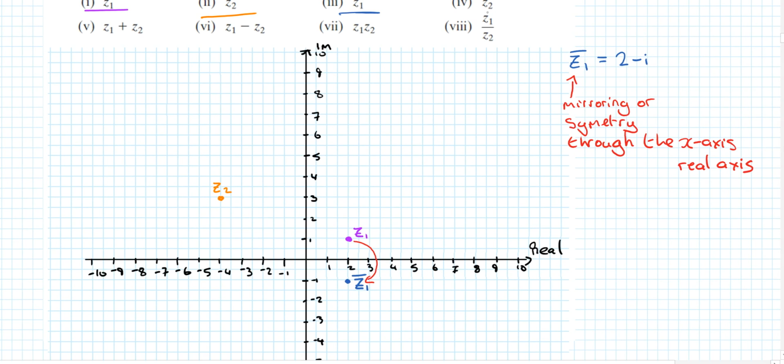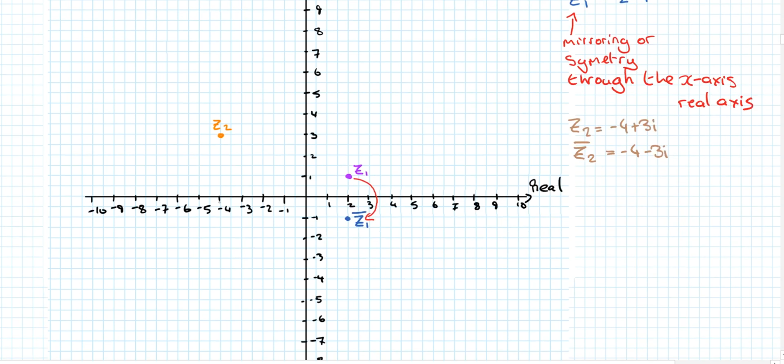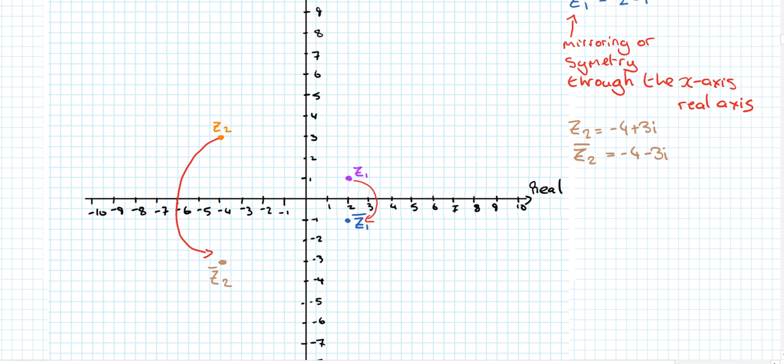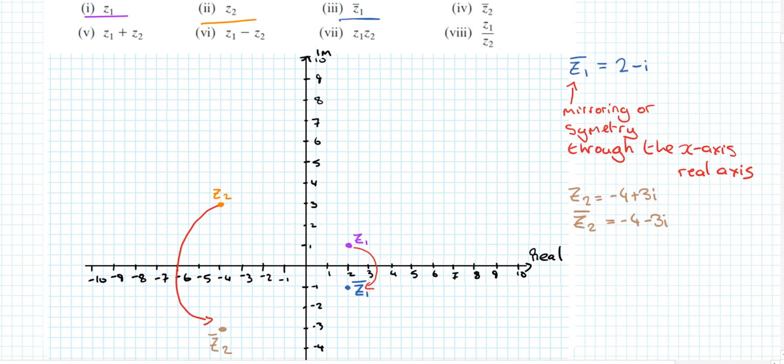And we can double check that. z2 is equal to minus 4 plus 3i. z2 conjugate is minus 4 minus 3i. Minus 4, minus 3i. z2 conjugate. And you can see it's as if it was flipped through the real axis or the x-axis.